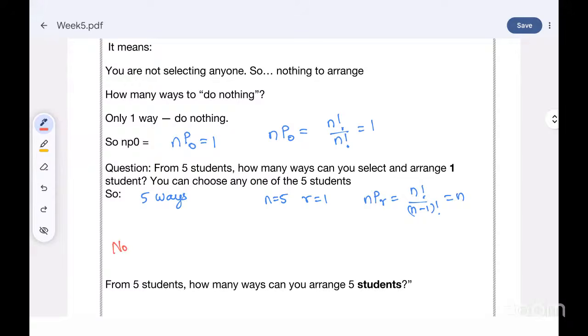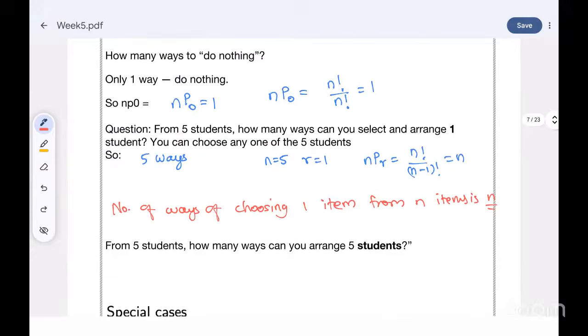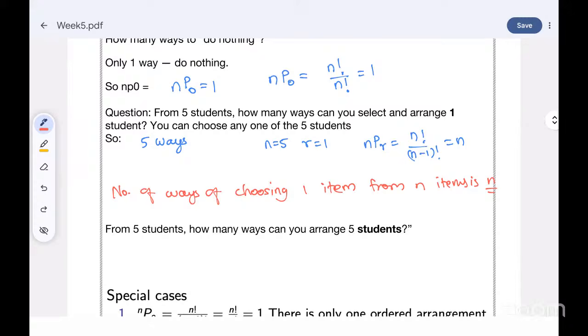The number of ways of choosing one item from n items is n. Okay. Now the next question: from 5 students, how many ways can you arrange 5 students?